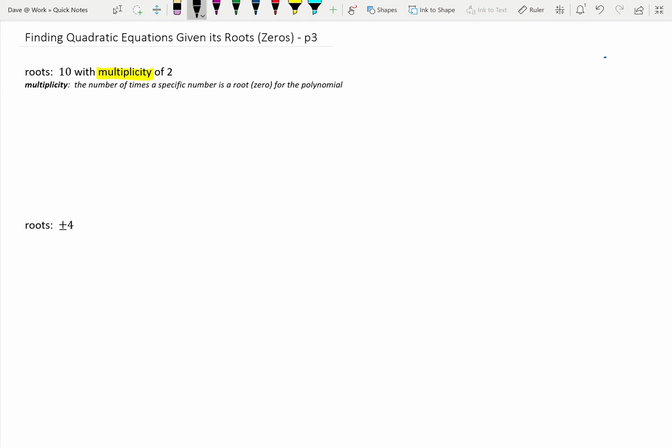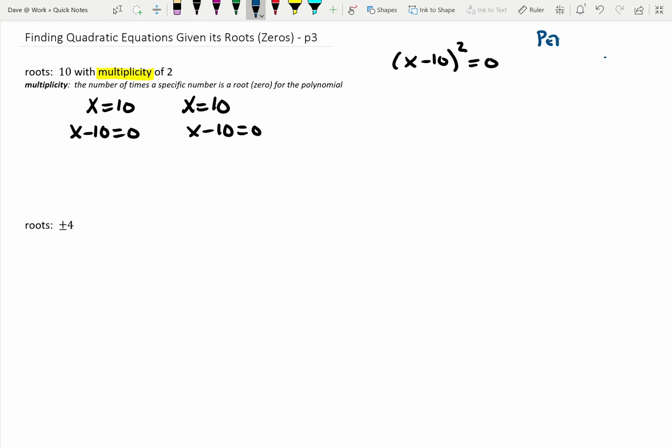So, in my first example here, I have 10, which would be x equals 10, but it says I have a multiplicity of 2, which means I'll have to use x equals 10 twice, each one generating x minus 10 equal to 0. So if I have a factor, x minus 10, and I'm using it twice, I could rewrite it as x minus 10, the quantity squared, and equals 0. This is going to generate what is called a perfect square trinomial.